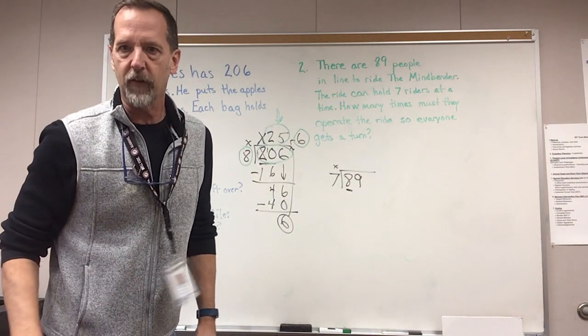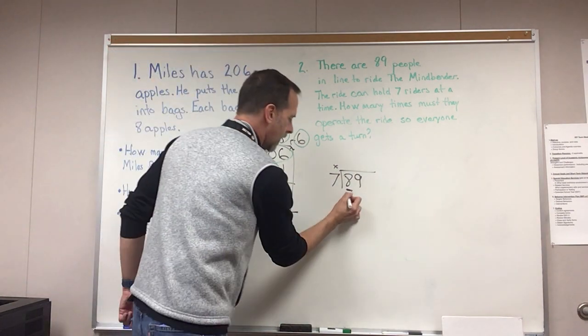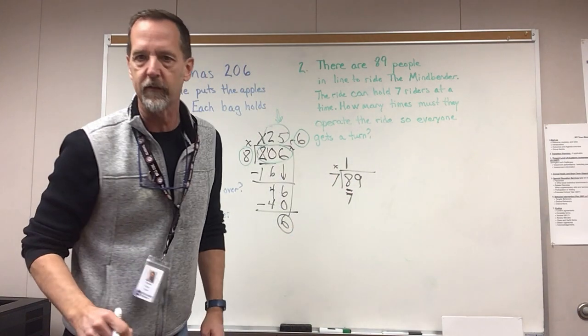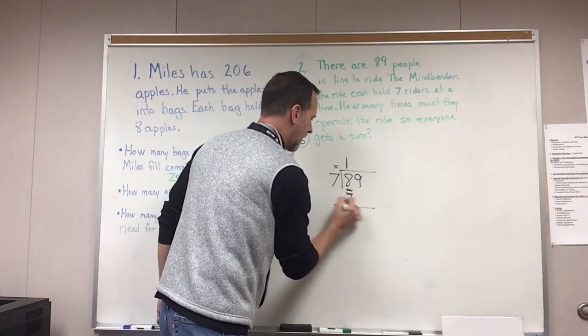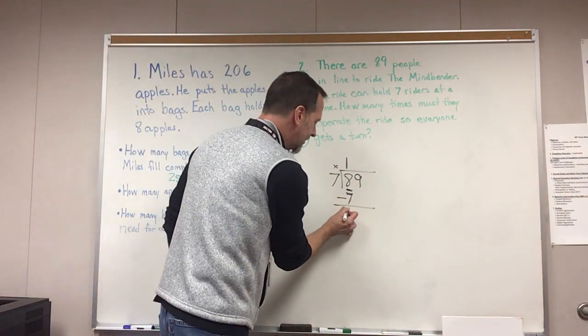Can I take 7 from 8? If I count by 7s, can I get close to 8? Yes, I can. I'm going to get 7 down here, and that's 7 times 1. I can take 7 from 8 one time. I'm going to subtract, 8 minus 7 is 1. I have 1 ten left over.